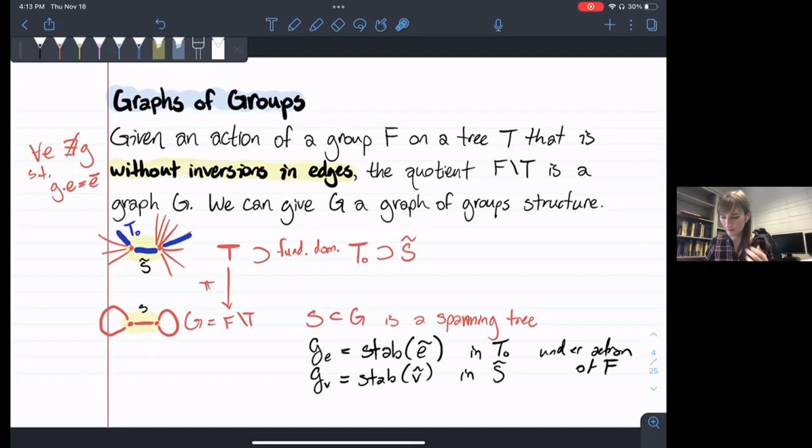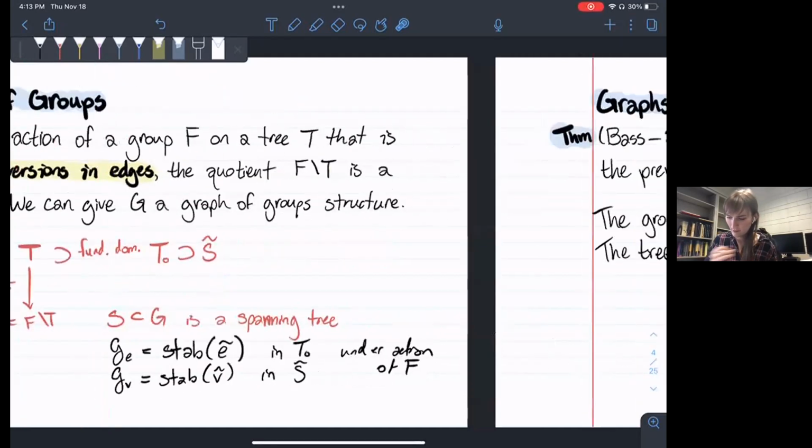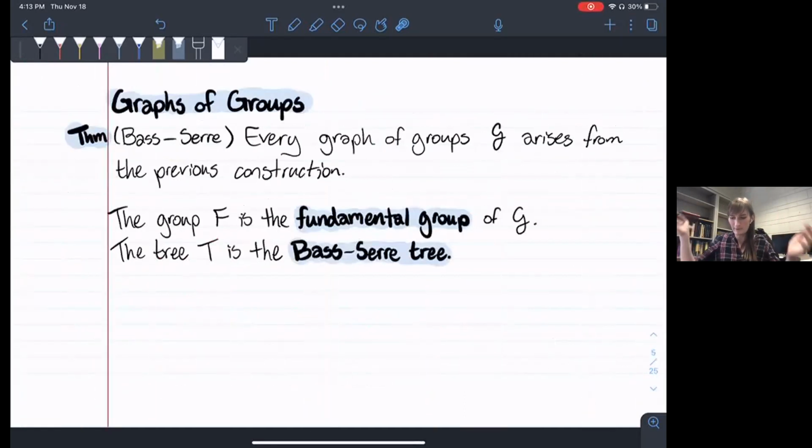Cool, great. Okay, so that was maybe a bit more than I should have said about quotient graphs of groups. I'm sorry. Anyway, the point is the main theorem of Bass-Serre theory says that every graph of groups arises as the quotient graph of groups from a group action on a tree. So every graph of groups G really comes from an action of a group F on a tree T. The group F we call the fundamental group of the graph of groups G, and we call the tree T the Bass-Serre tree for the graph of groups.